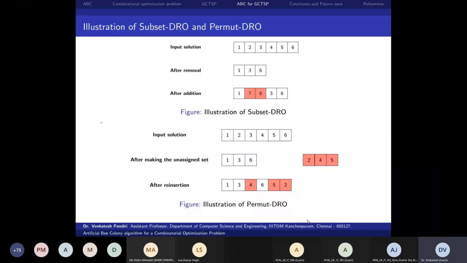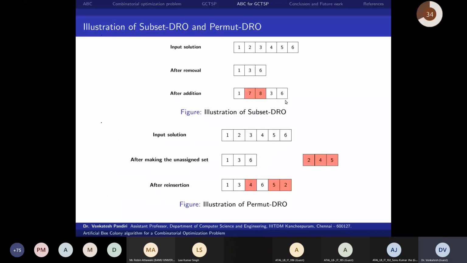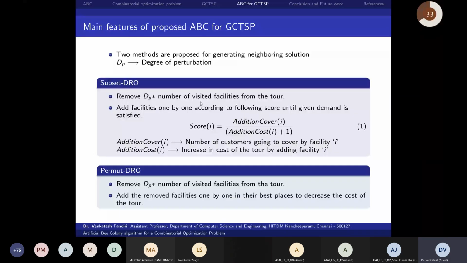Like the way while taking any problem, we need to decide how many aspects are there and how to address each of that aspect. Then only we'll be able to solve the problem in a very efficient manner. So here one interesting thing is that this degree of perturbation is there. For example, here I told the DP into number of visited facility. So this DP is another parameter that we have introduced.